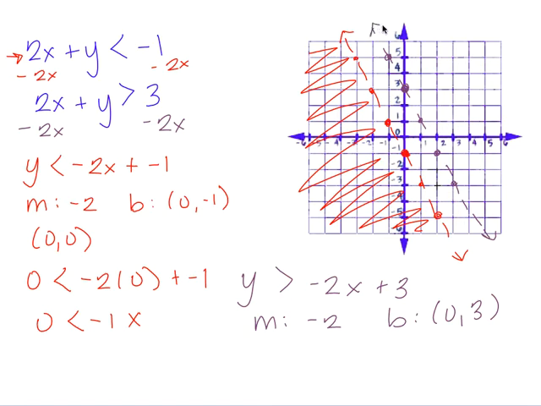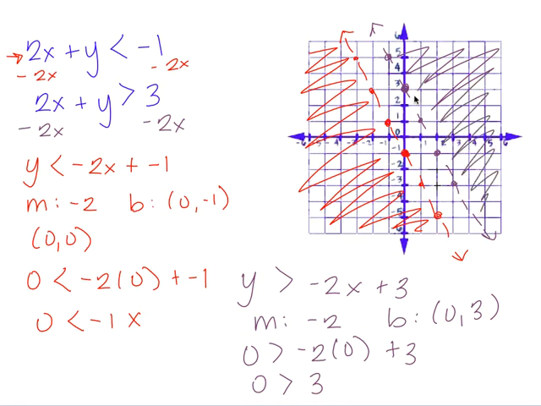So I made my dotted line, and now I'm going to test (0, 0). I get 0 is greater than negative 2 times 0 plus 3. 0 is greater than 3, which is false. So I'm going to shade above it. Now in this problem, we have no overlap. So our final answer here is going to be no solution, and it's again because there is no overlap.